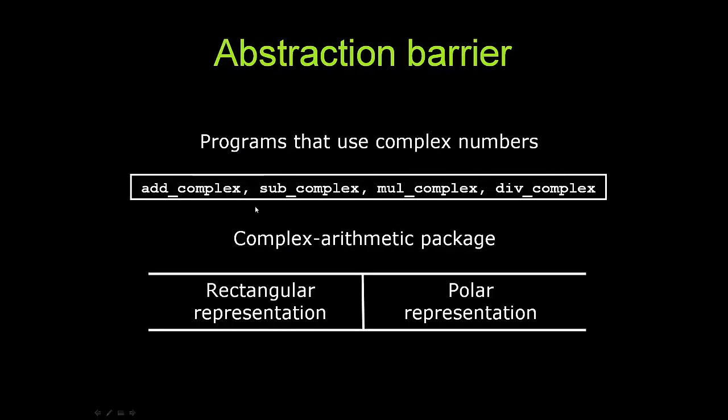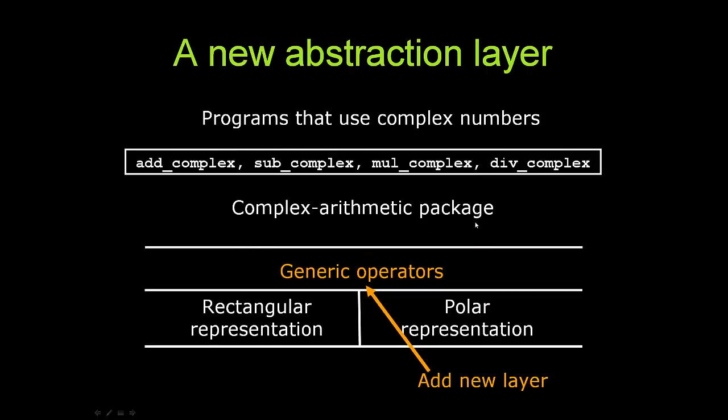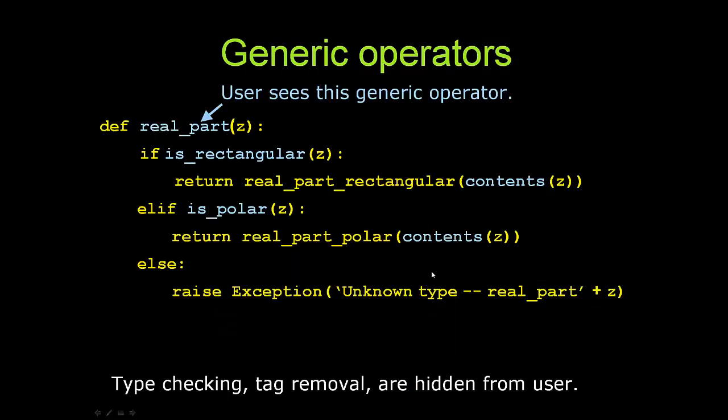So you have all these operations. Then there's a complex arithmetic package over here. So the idea now is to introduce an extra layer below the complex arithmetic package. In this layer, we call it the generic operators layer. The general idea here is the following. That means the user will call real part, and this generic operator will basically do the following.